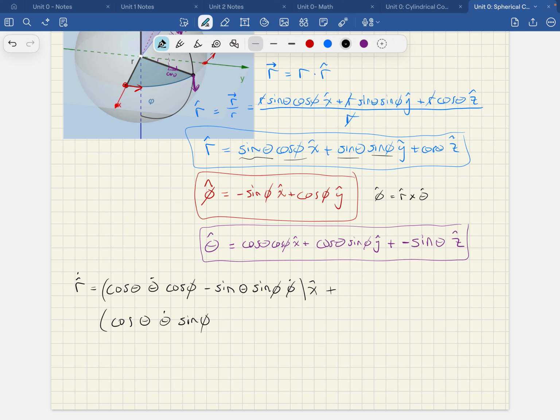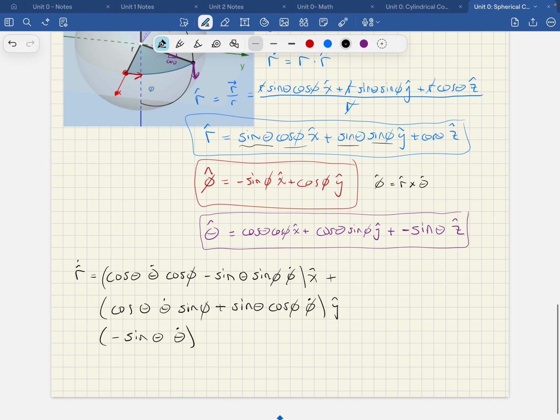Then taking the derivative of the sine phi, I get plus sine theta cosine phi dot, and all of that is in the y hat direction. And then in the z hat direction, I get minus sine theta dot.